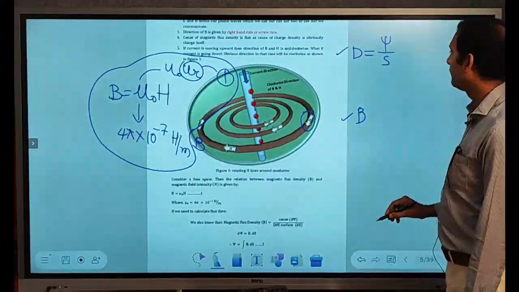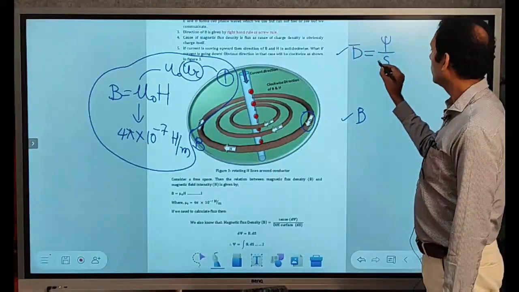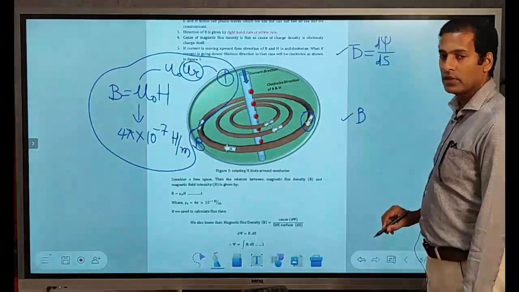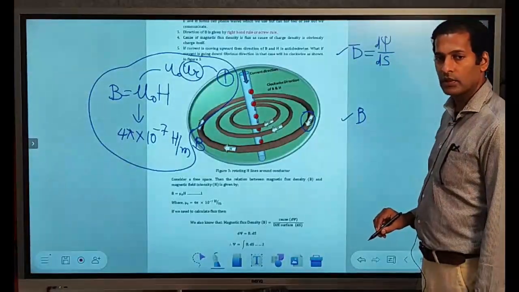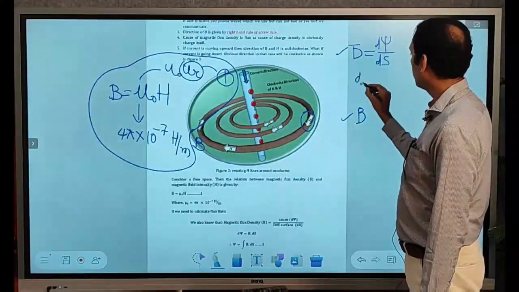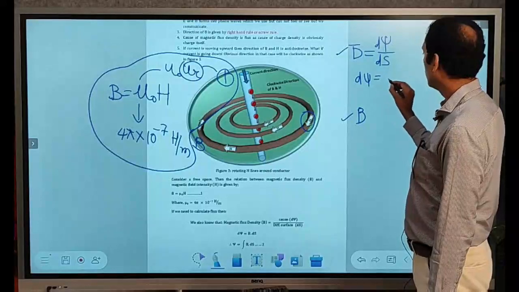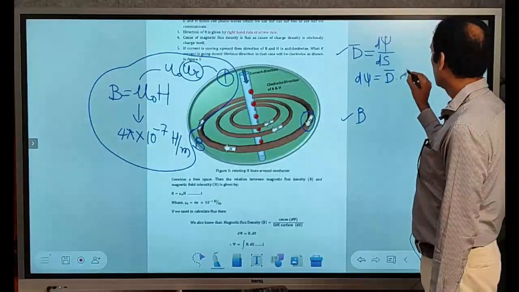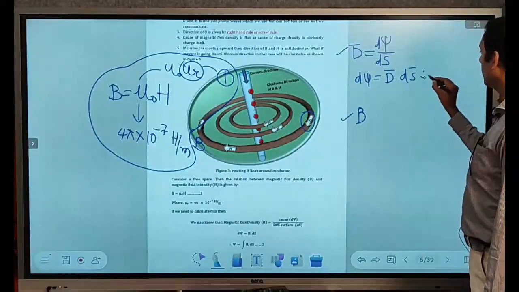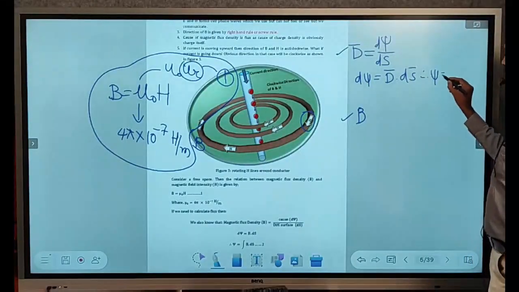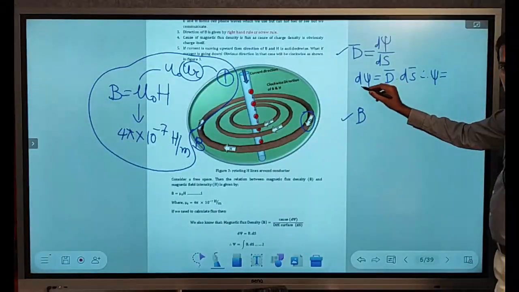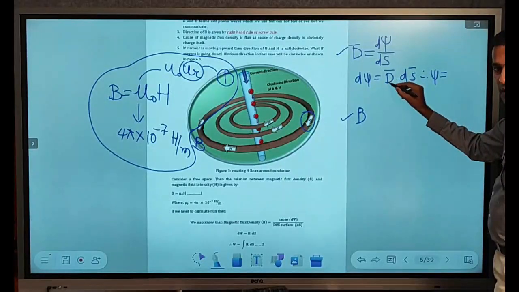Now if we consider D bar due to a small differential surface, and in that small differential surface there will be a small differential flux. So from here what we can say, d phi will be equal to D bar dot dS bar, and then from here what we can say about the full psi. How will we calculate the full psi? It will be equal to, if we want to remove the derivative on this side, on the other side we have to take integration.